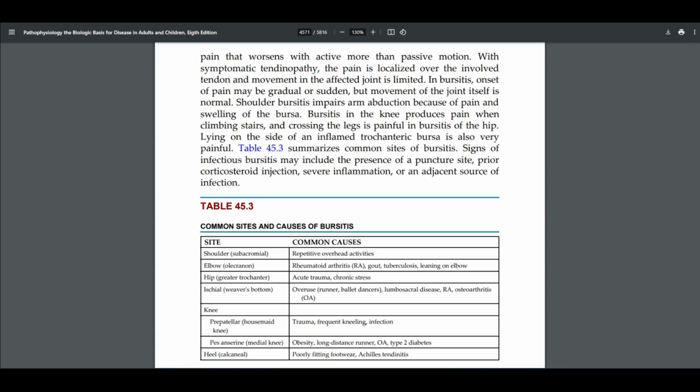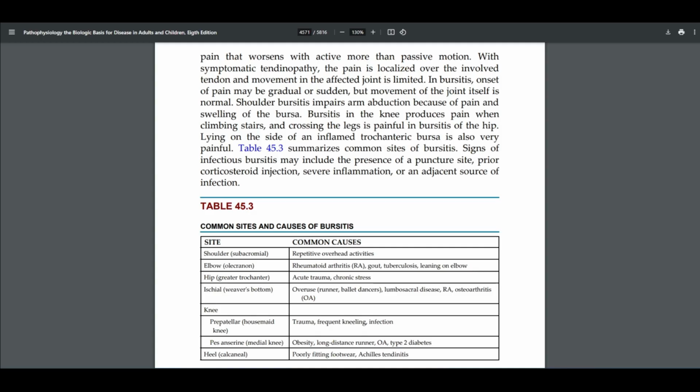Shoulder bursitis impairs arm abduction because of the pain and swelling of the bursa. Bursitis in the knee produces pain when climbing stairs, and crossing the legs is painful in bursitis of the hip. Lying on the side of an inflamed trochanteric bursa is also very painful. The following table summarizes common sites of bursitis.